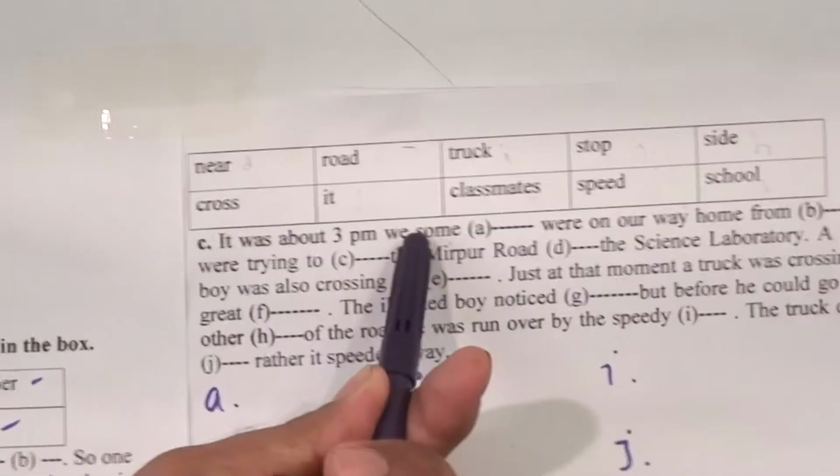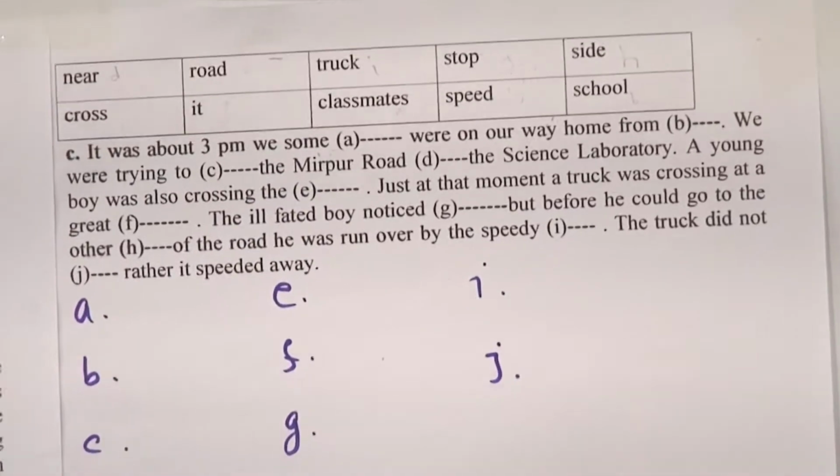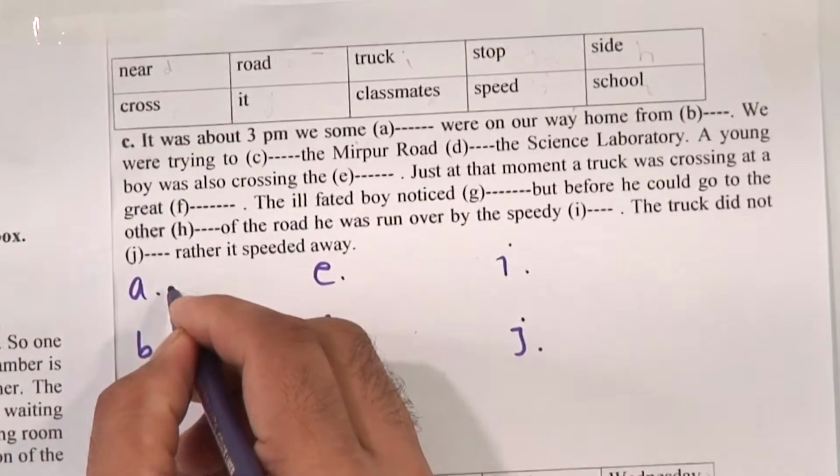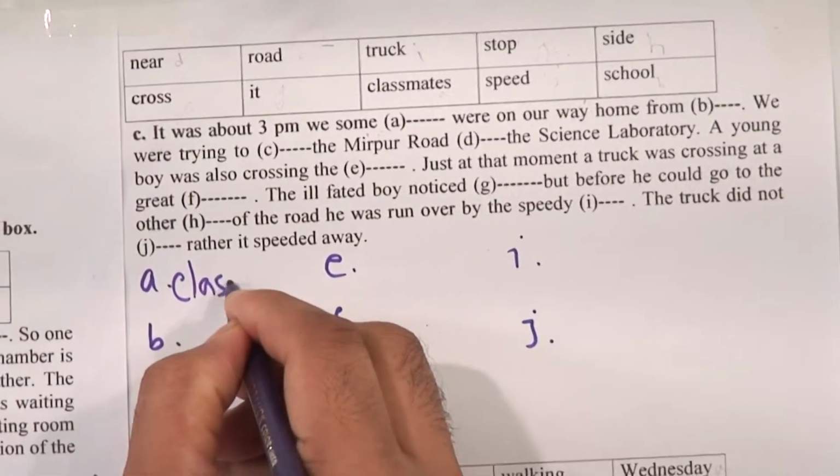Now question number C. C number is here. It was about 3 p.m. We some classmates. A number should be classmates.